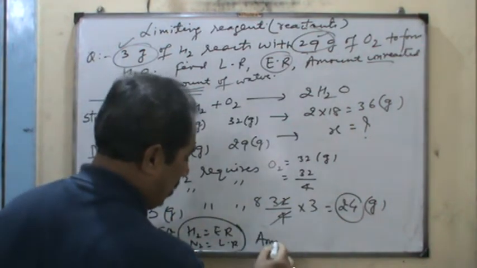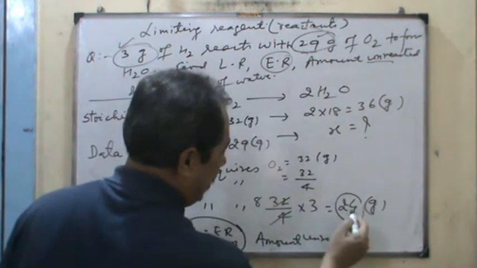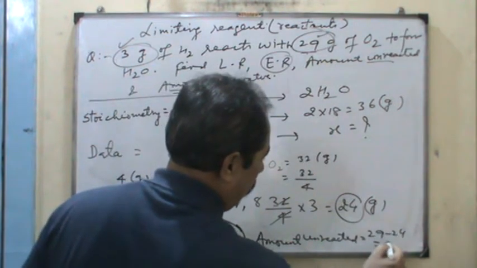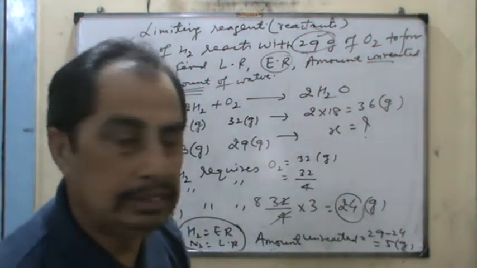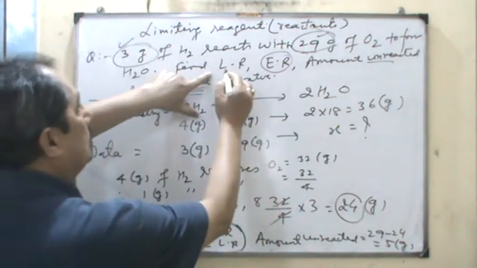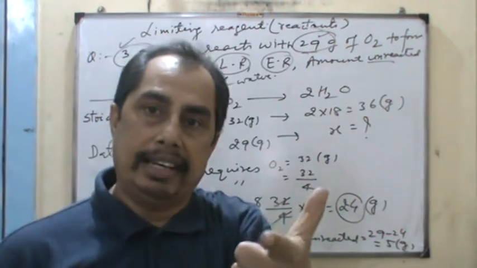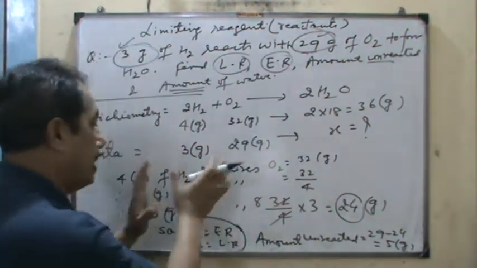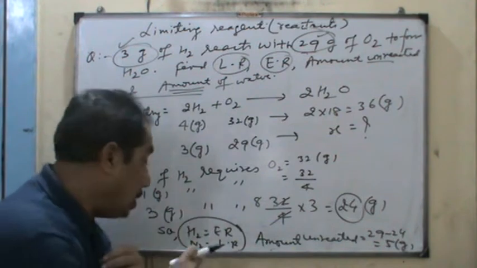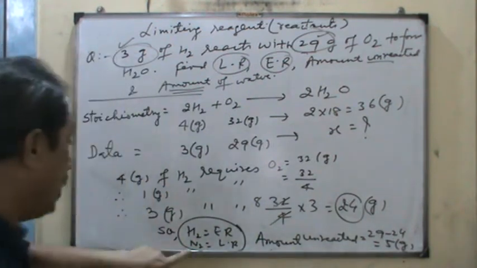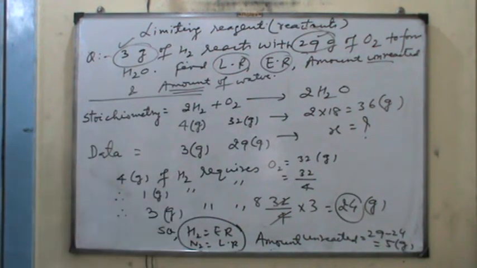Amount unreacted. How much amount is left unreacted? 29 minus 24, 5 gram unreacted is left. Am I clear? Then you got the limiting reactant, you got the excess reactant, but the amount is to be calculated by taking the limiting reagent. Now carry on with the limiting reagent. So go through that with a little pause.